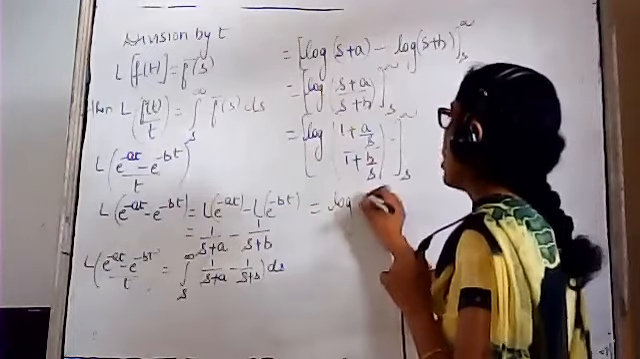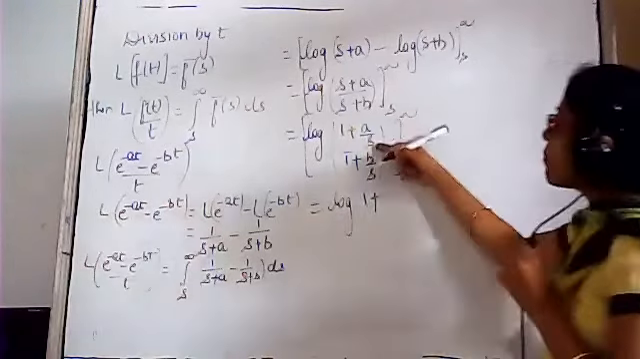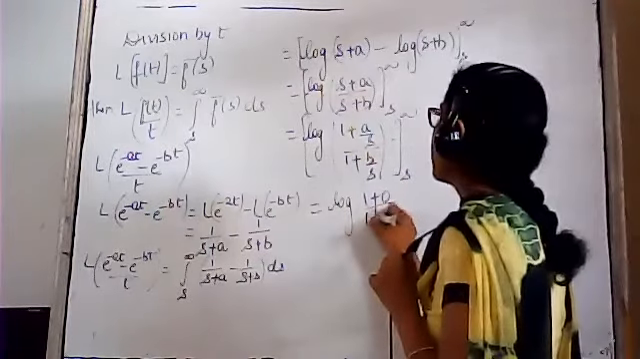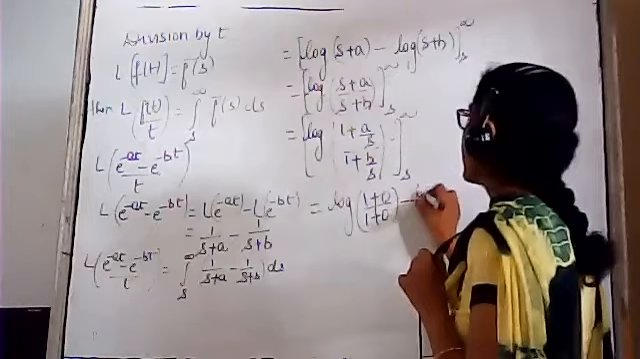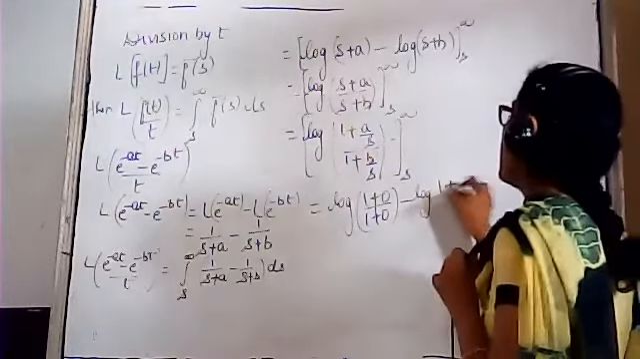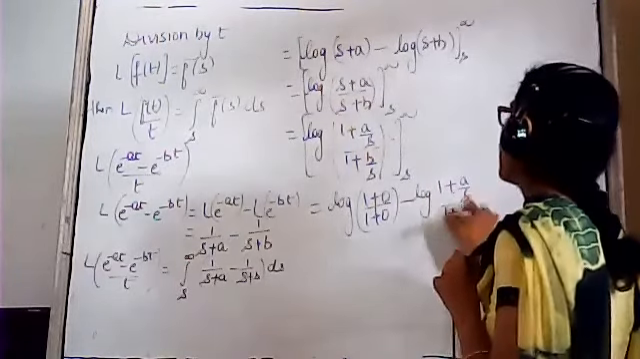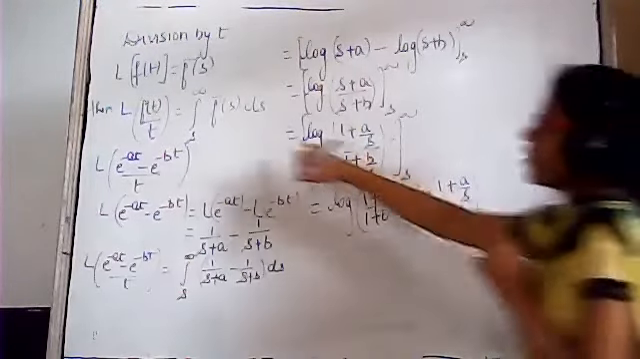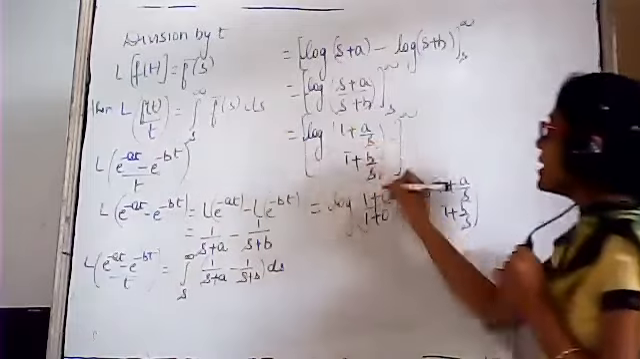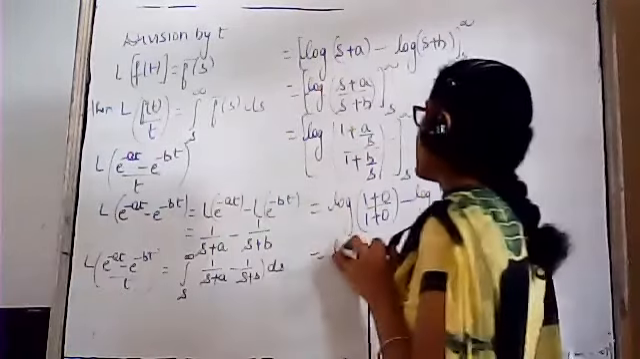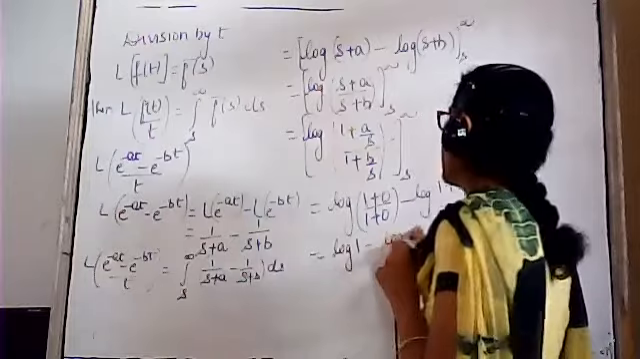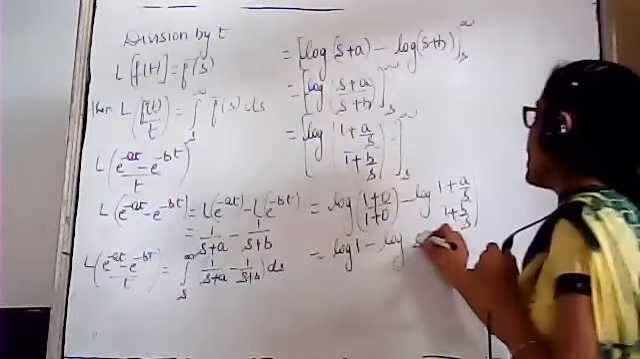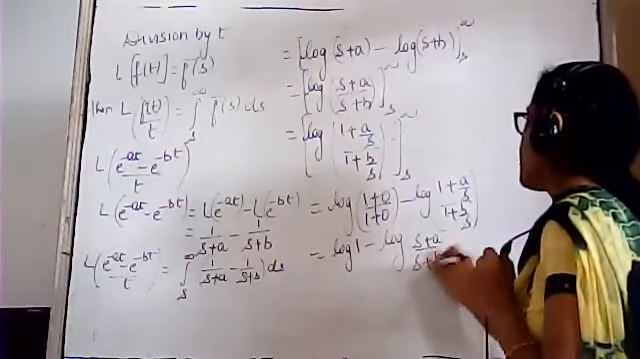After that, substitute the limits. It will be equal to log of (1 plus a upon infinity). 1 upon infinity is 0. So it will be 1 plus 0 upon 1 plus 0, minus lower limit. This is equal to log of (1 plus a upon s) upon (1 plus b upon s). Because in the place of s, we have again s. We are integrating with respect to s, so this is the limit of s. So this is equal to log 1 minus log of, again take the LCM and it will be (s plus a) upon (s plus b).